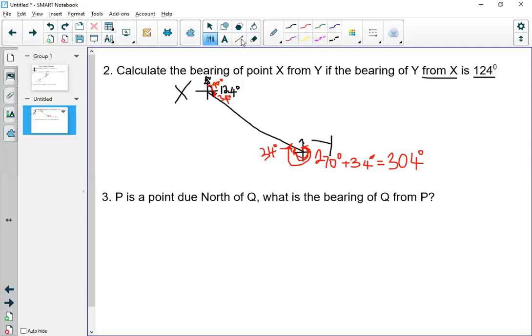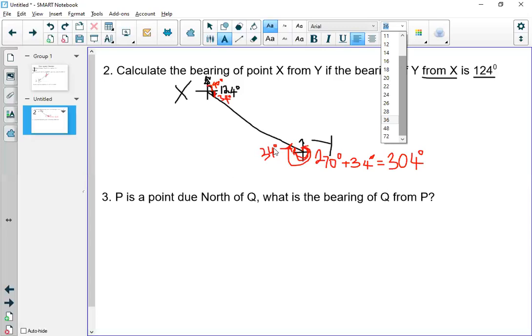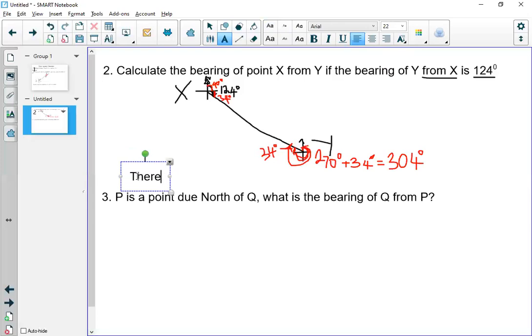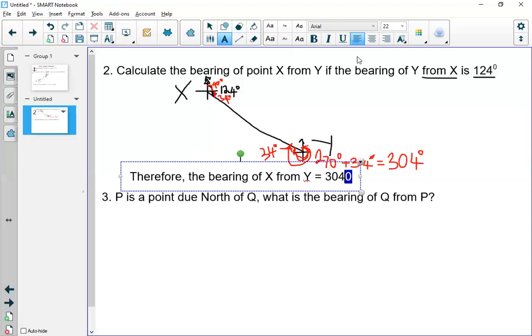Is that taken? All right, let me write the statement down for you to see. Let me write the final conclusion. So we say, therefore, the bearing of X from Y is equal to 304 degrees. Is that taken? All right, so that is very, very simple. So please take note and make sure you understand it.